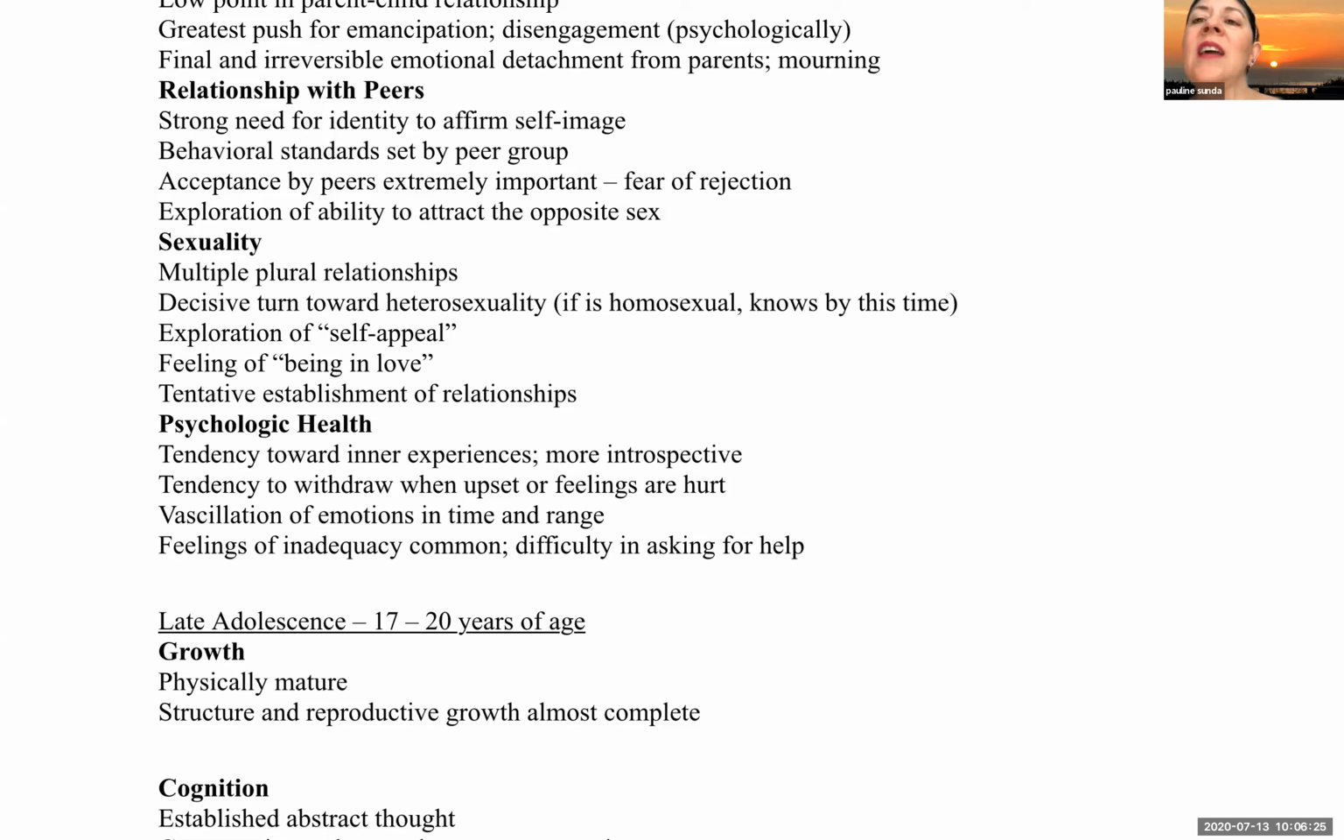And then there's an exploration of the ability to attract whomever they're going to be sexually attracted to. They may have multiple plural relationships, so like dating a lot of different people. And it is at this time that they're really able to determine what their sexuality is. There is an exploration of self-appeal, that feeling of being in love, and then a tentative establishment of relationships.